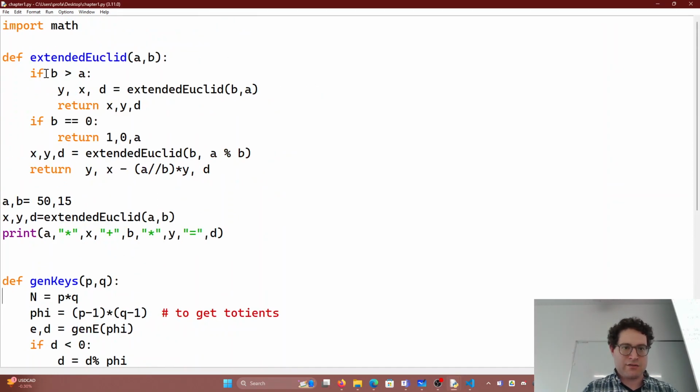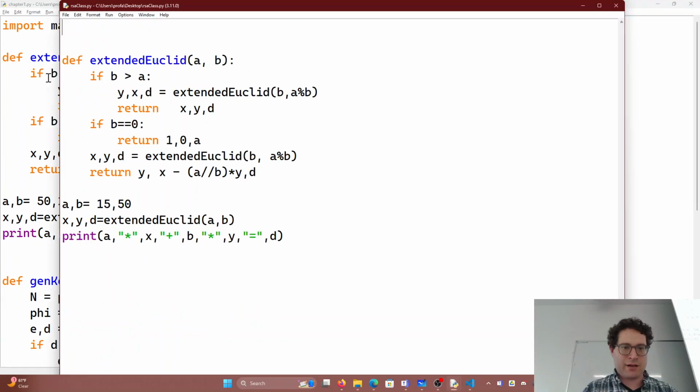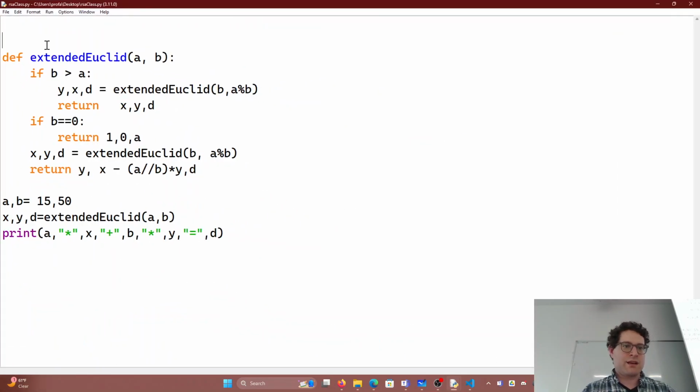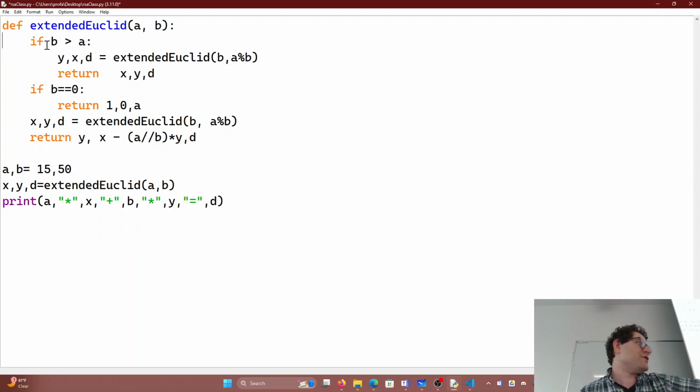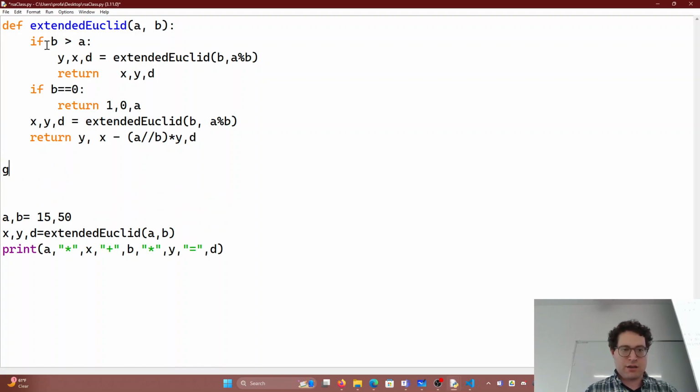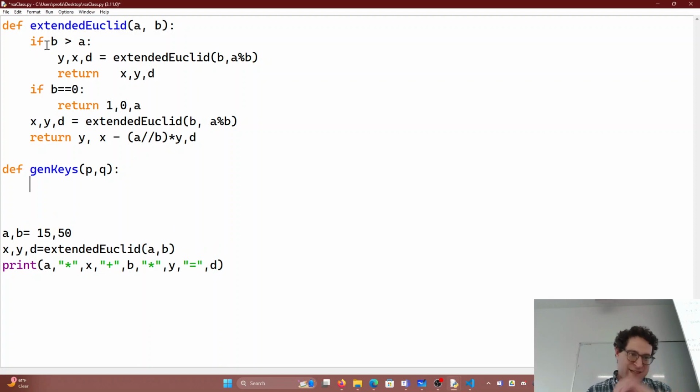Did I use math anywhere? I did not. I coded everything by hand. We computed the extended Euclidean algorithm for a reason, because we need it for both the GCD and the modular inverse. So we need to generate some keys. Def gen keys. Given P and Q, which are prime numbers, I'm not going to enforce whether or not they're prime. I'm just going to assume I get passed two prime numbers, P and Q. So I'm going to generate my keys for those.